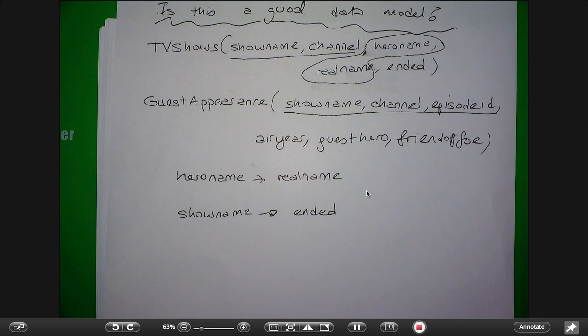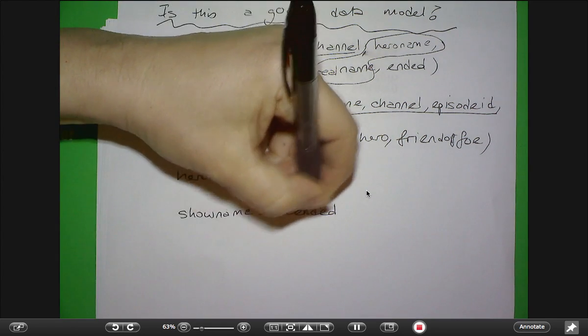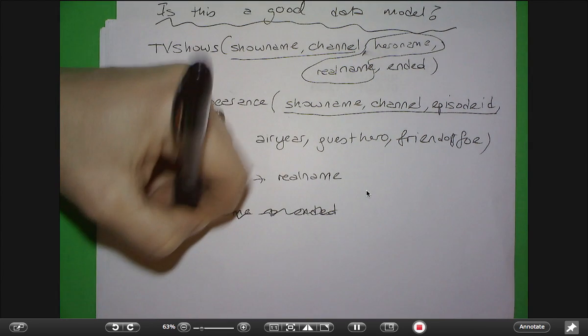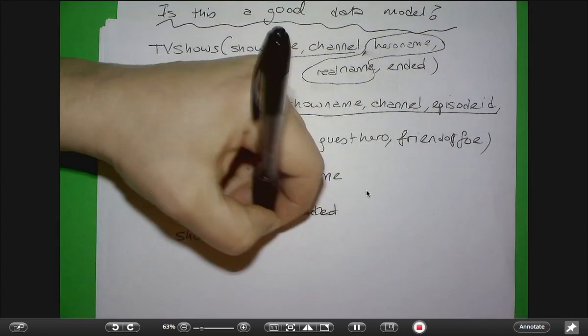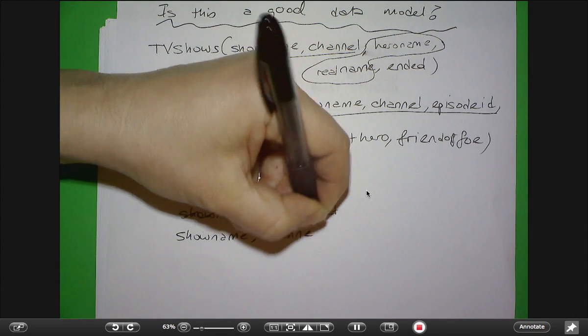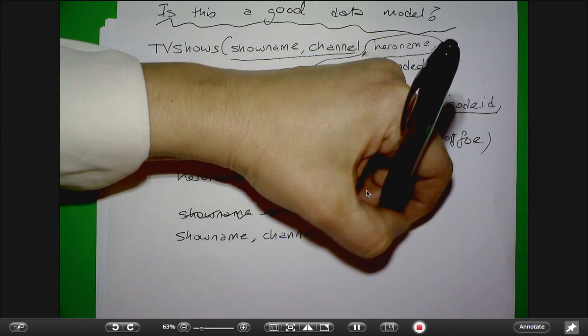You can say yes or no, but that's what the functional dependency will tell you. If you say, I'm going to allow in my database two Superman shows, but in different channels, which is not necessarily a great model, because what if there are two Superman on the same channel at different times? But if we don't allow that, then we should actually use show name and channel implies ended.